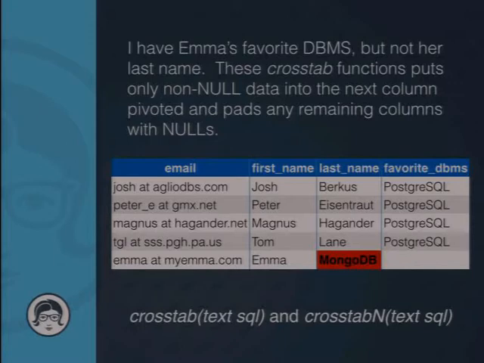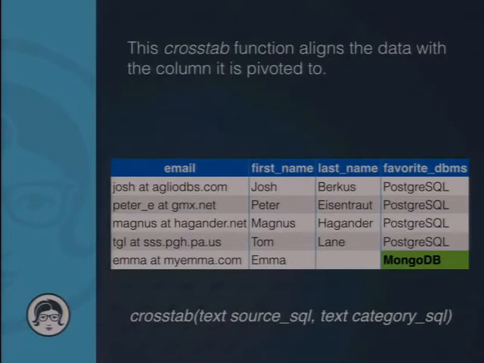Customers were calling in asking why their data looked all screwy, wanting to make sure that we didn't break anything. So that was easy to fix. You know, use the right crosstab function. This one at the bottom, taking two arguments, will properly pad out the columns that didn't have any values in them.